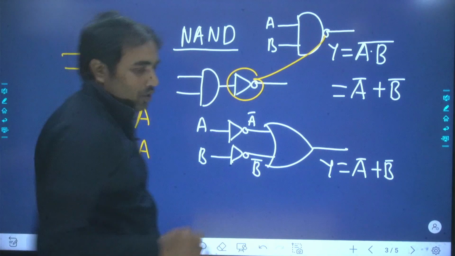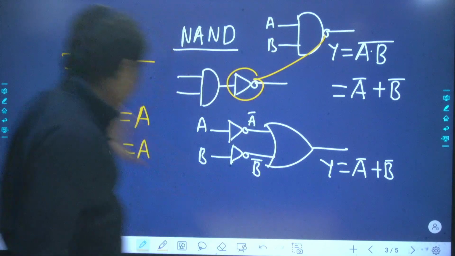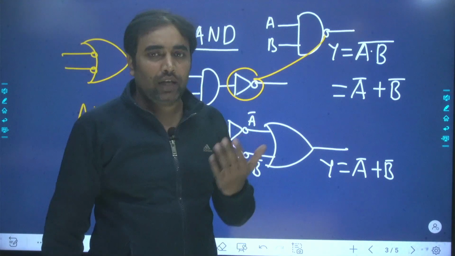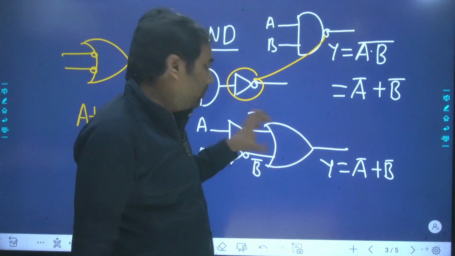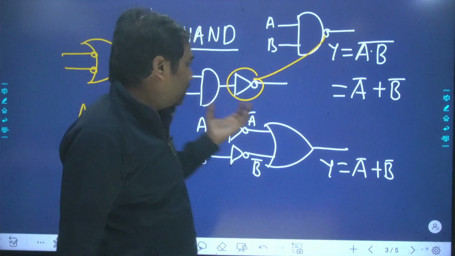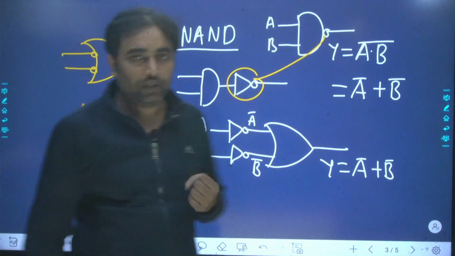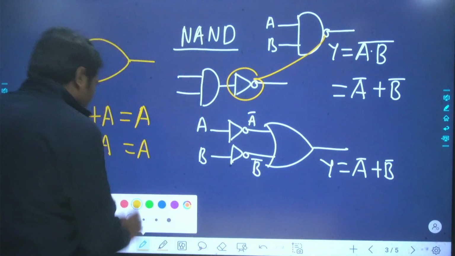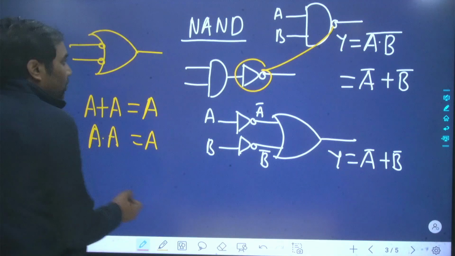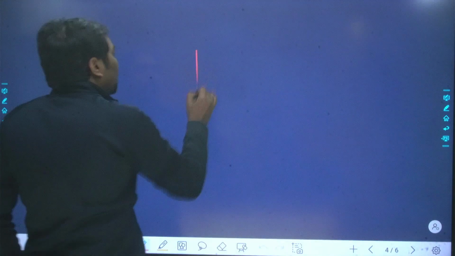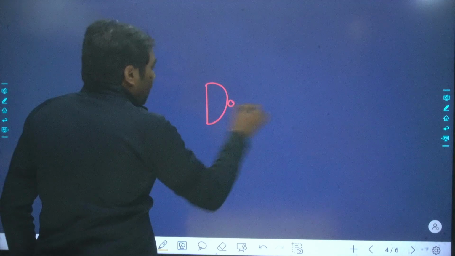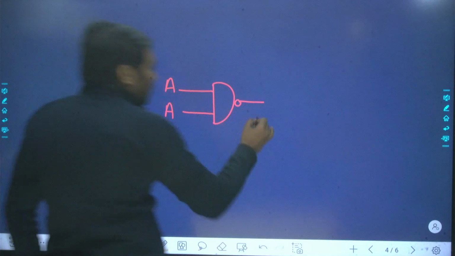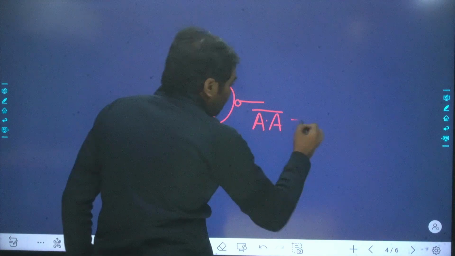I don't have much time, so I can describe many things here, but I am going to the main NEET question. That's why I am taking minimum time; if I describe everything, it will take around 5 to 6 times as long. I have to take minimum time so that I can discuss the previous year question. Suppose we have a NAND gate and I apply both inputs the same, A and A. The output is A AND A complement.